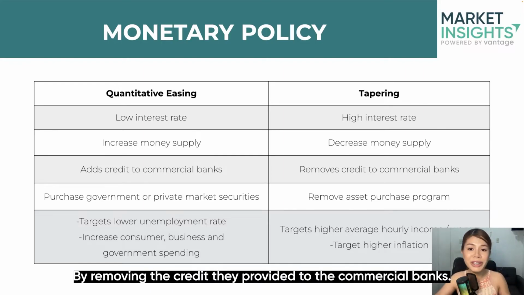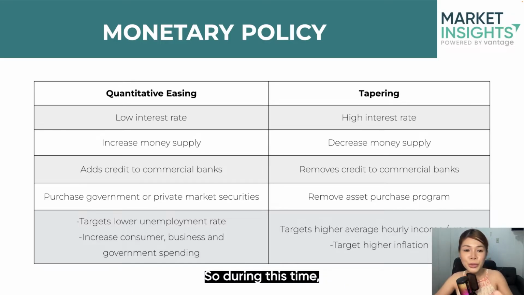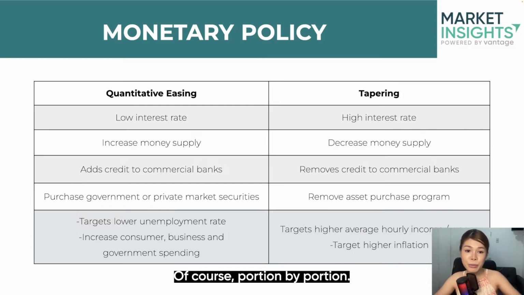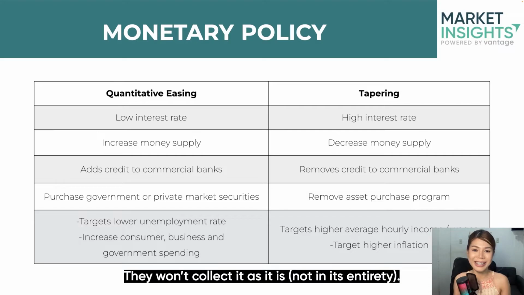By removing the credit they provided to the commercial banks. Remember, they lent money previously during QE. So during this time, they would be collecting the money that they lent out. Of course, portion by portion. They won't collect it as it is.